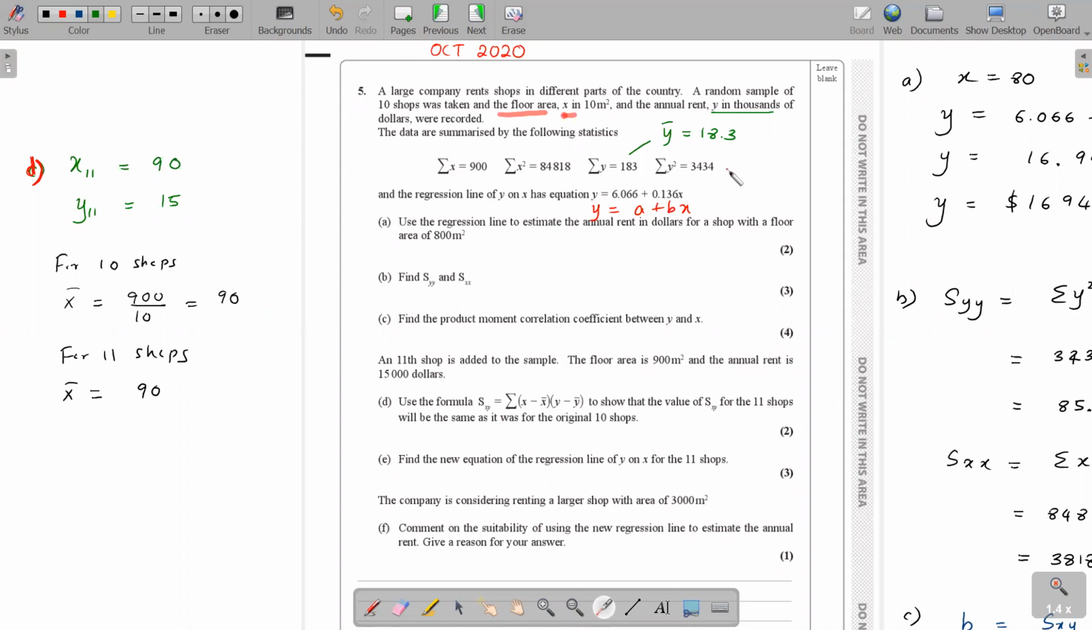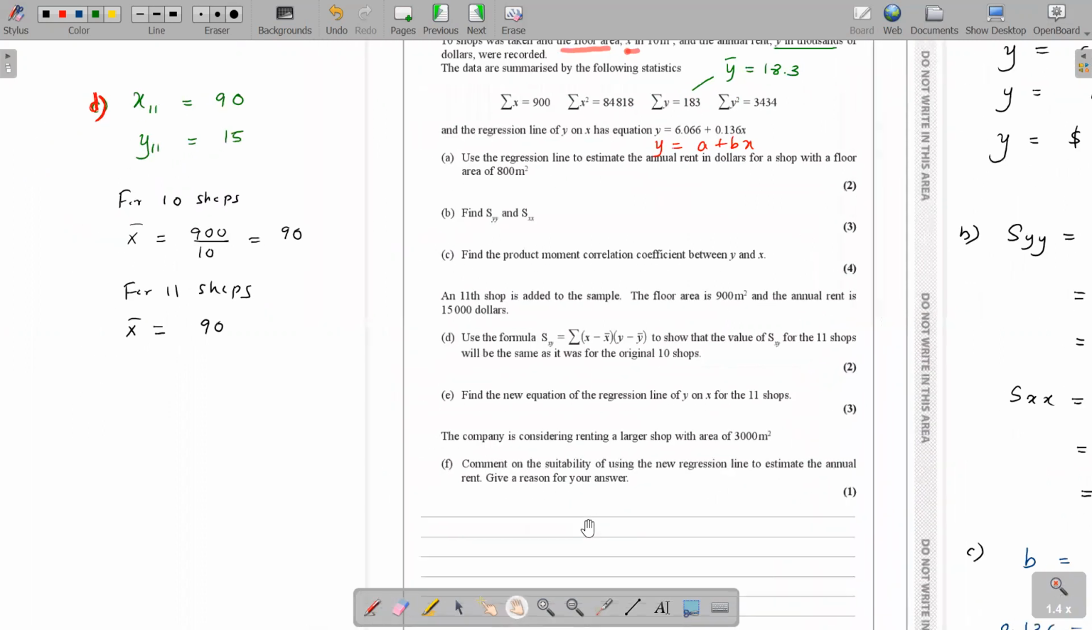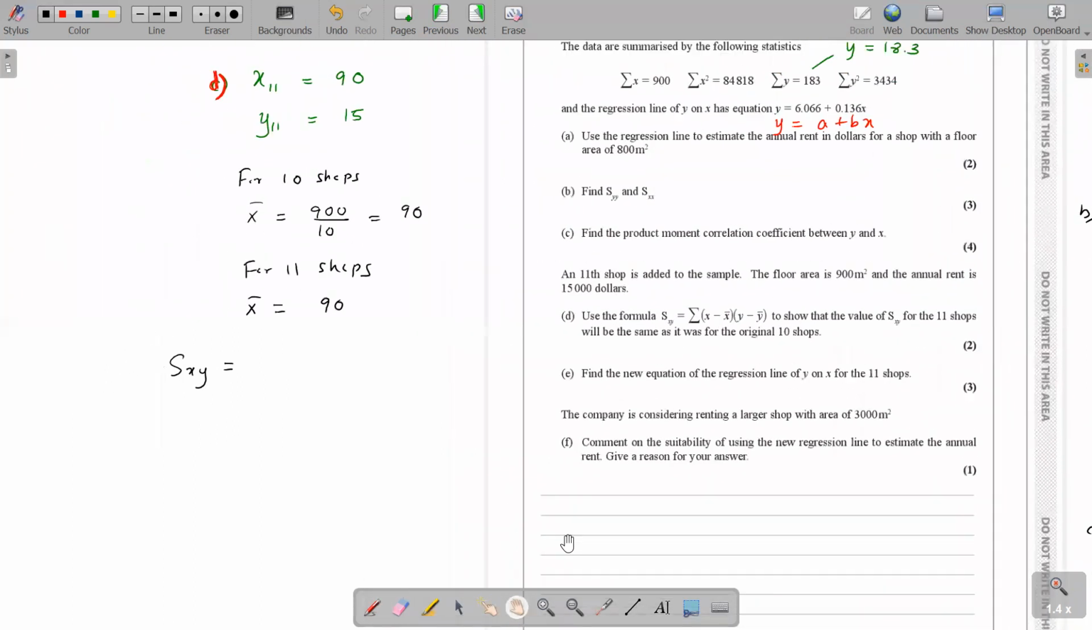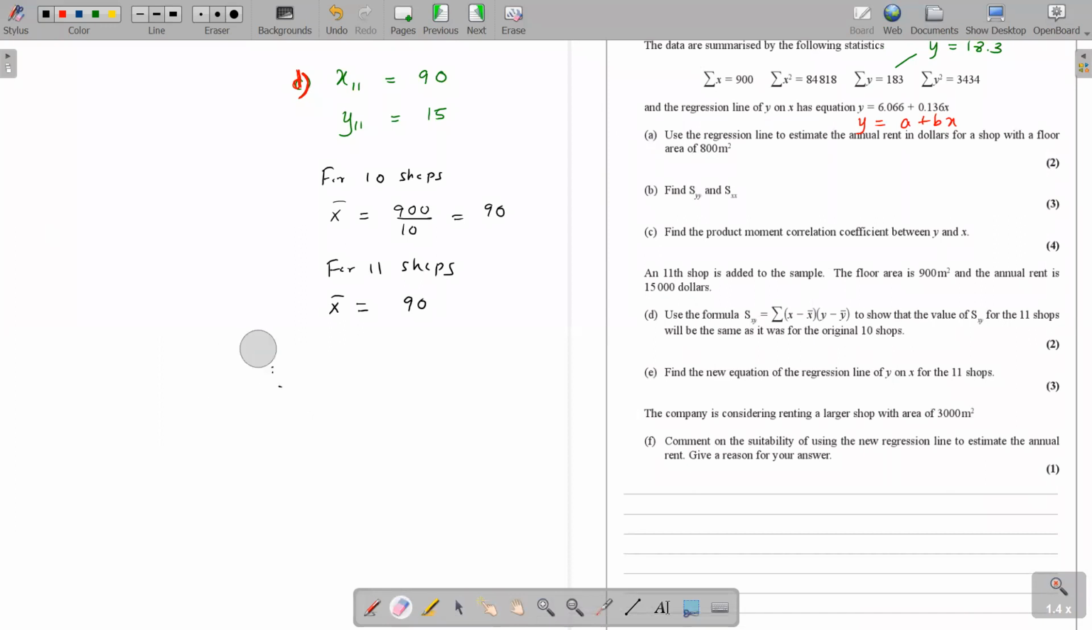Anyway, the most important thing is you realize that one of the variables doesn't change the mean. The mean of the X variable is not changing. So when you get the SXY, this is just 2 marks. How does SXY work? SXY is the sum of X minus X bar into Y minus Y bar. When you take it for the 11 shops, this is the first X variable minus the X bar, times Y1 minus Y bar. Can you see how we manually work with it?